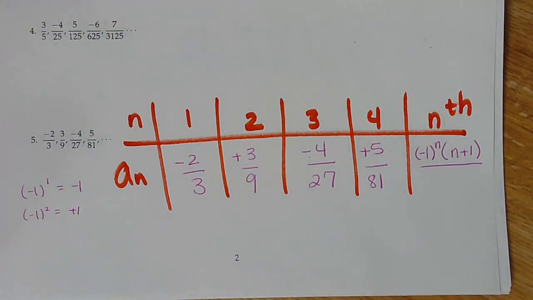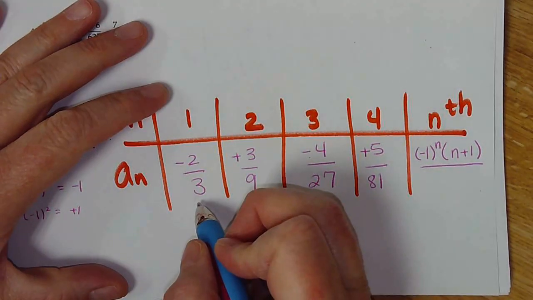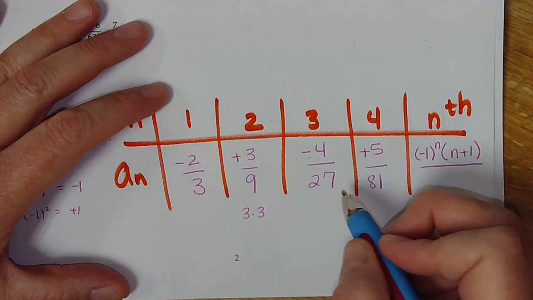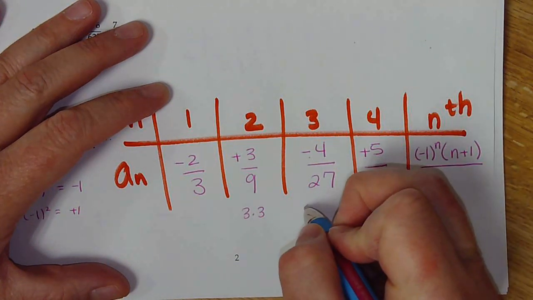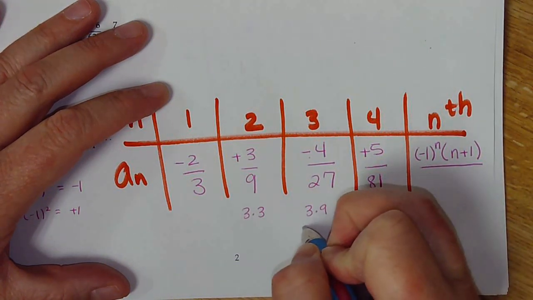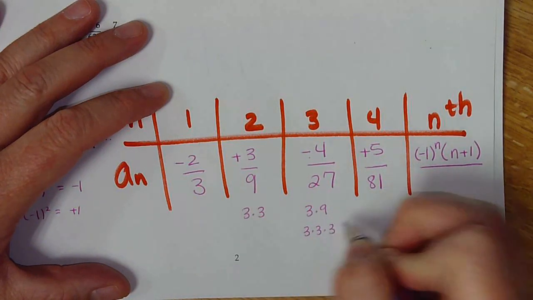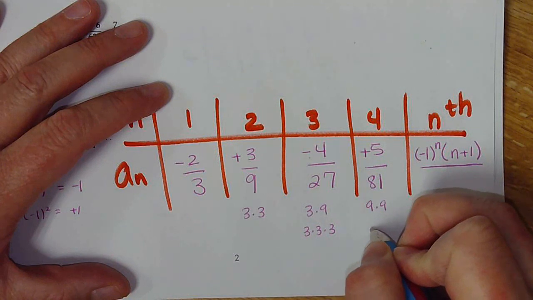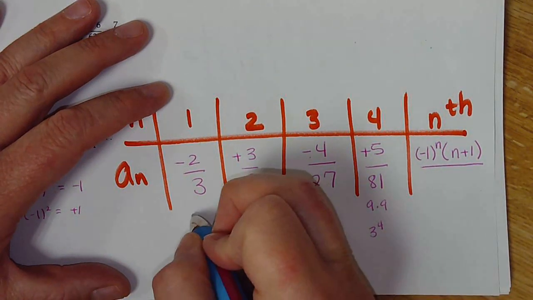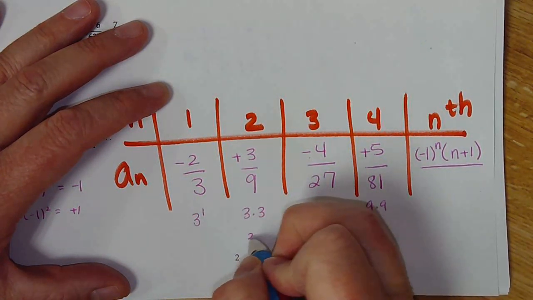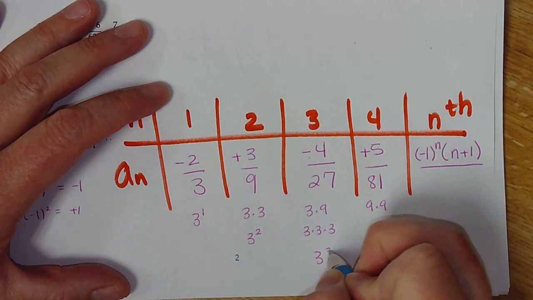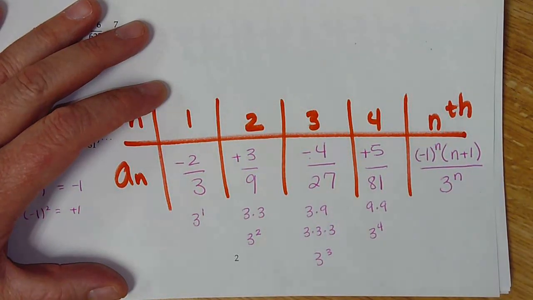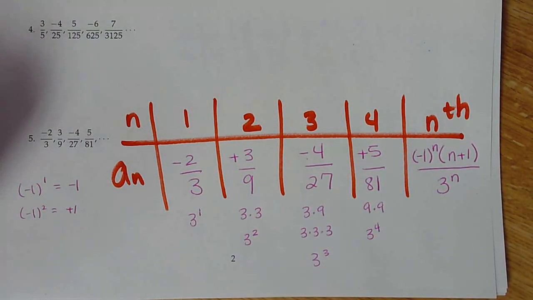Right, that just leaves the denominator. So I see a 3. I know 9 is 3 times 3. 27 is 3 times 9, which is 3 times 3 times 3. 81 is 9 times 9, which is going to give me 3 to the 4th. So my denominators look like 3 to the 1st, 3 squared, 3 cubed, 3 to the 4th. So I'm just going to call the denominator 3 to the n, and hopefully that's what you got for your function.